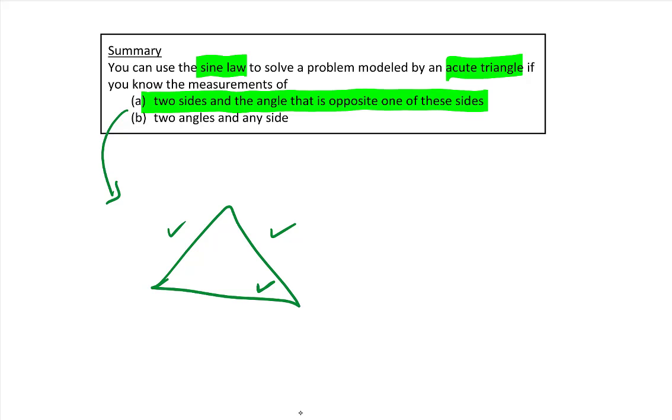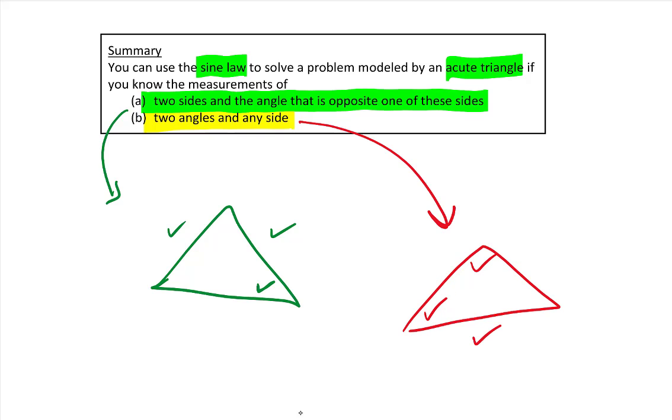Or if we have two angles and any side. So if we have two angles and any side, we can have these two angles and let's say this side. And again, it doesn't matter what side, because once we have two angles, we know the third. So these are the two scenarios where you can use the sine law.